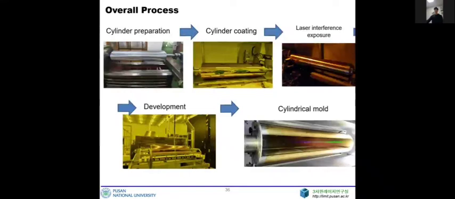The overall process is like this. The first procedure is cylinder preparation, and next, I coated the photoresist on the cylinder, and after that, we used the prism-based LIR system to expose a laser, and last, it is developed by developer. This is the final result of a cylindrical nanopattern, a cylindrical mold.